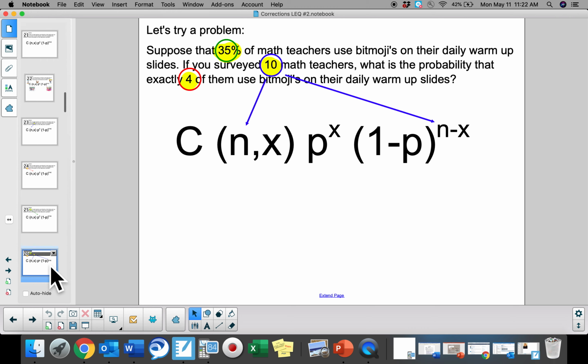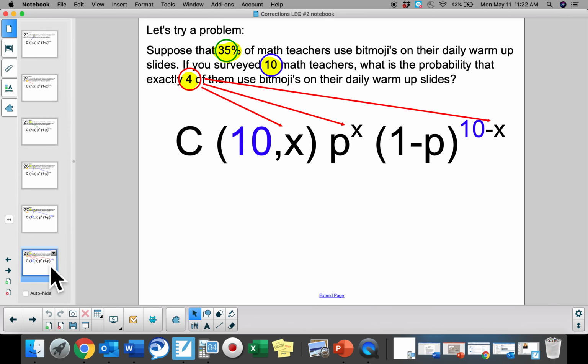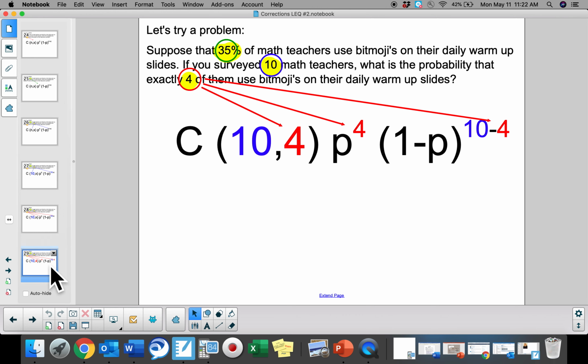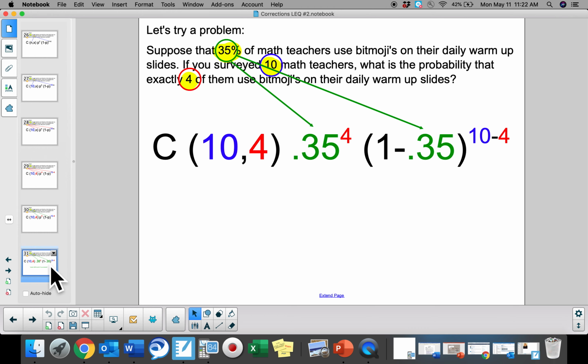And now we put them in. The N goes in the problem in two spots. The X, which is 4, is going to go in the problem in 3 spots. The P, which is 35, is going to go in the problem in 2 spots. Please note, your P has to be put in as a decimal.